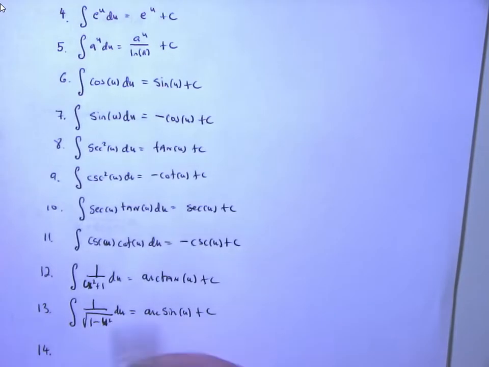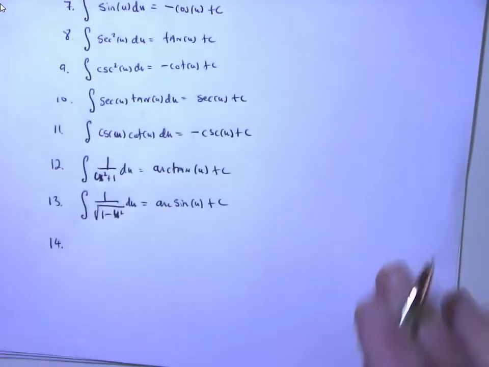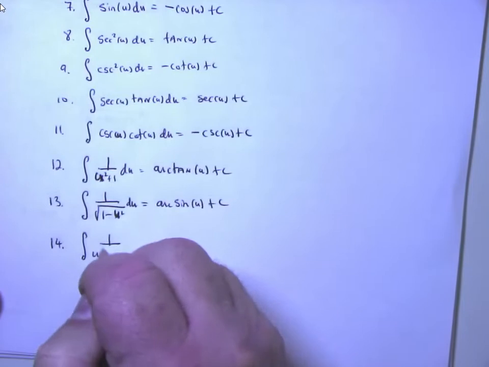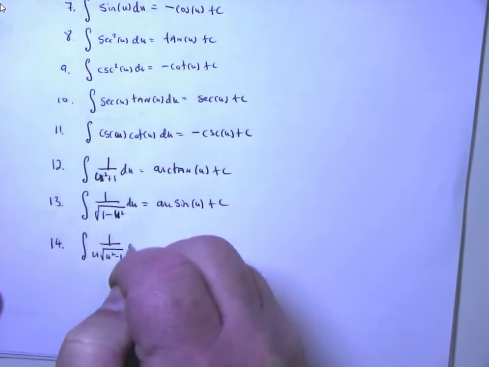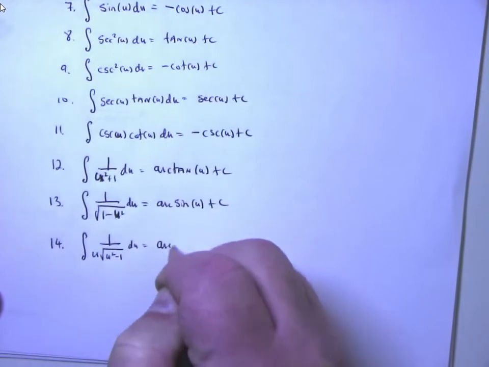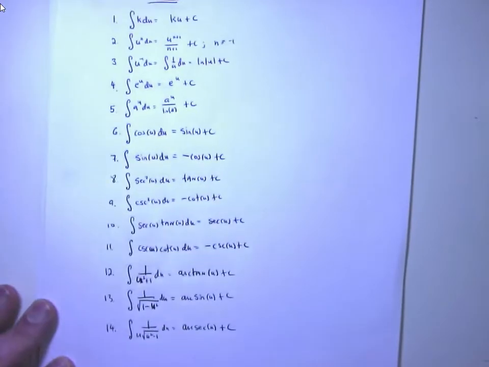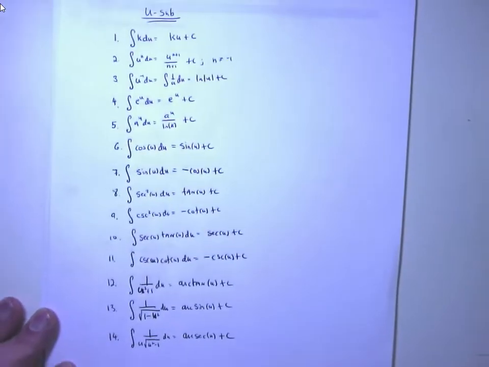And last but not least, rule number 14 you're supposed to have memorized is the integral of 1 over u times the square root of u squared minus 1 du. That's equal to the arc secant of u plus c. These are the 14 formulas you are supposed to have memorized. Okay? Now, all it is is the same formulas that we've had before, except I replaced the x's with u's.